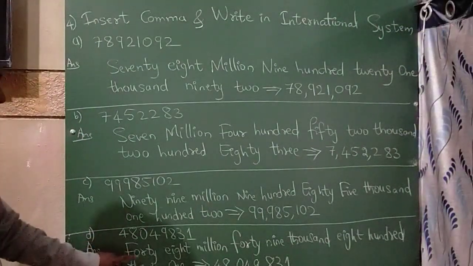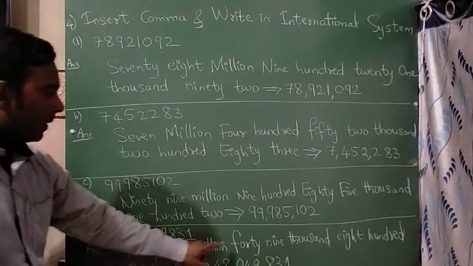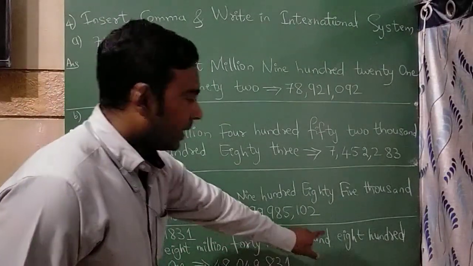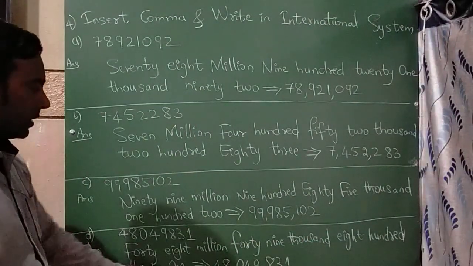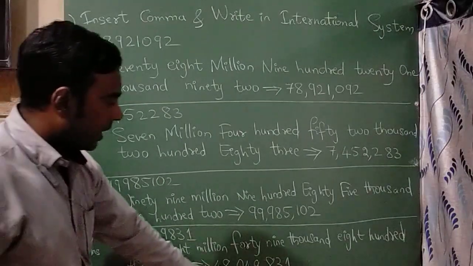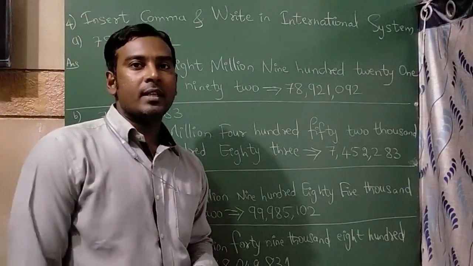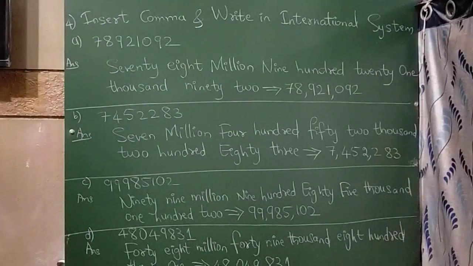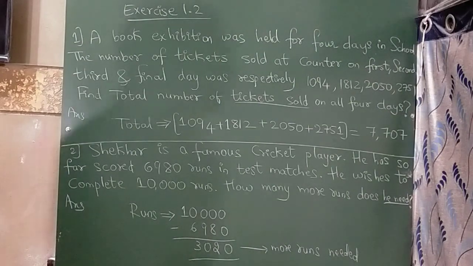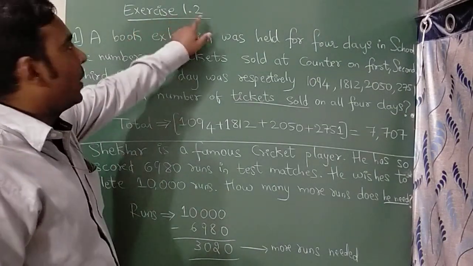Fine. The last one is 48,049,831. Here I have inserted the commas. So this completes the first exercise. Let's go to the second exercise. Now let's start exercise 1.2.